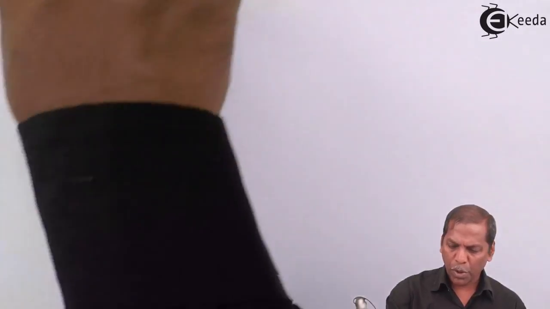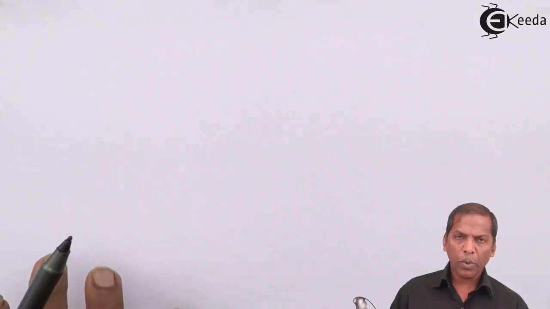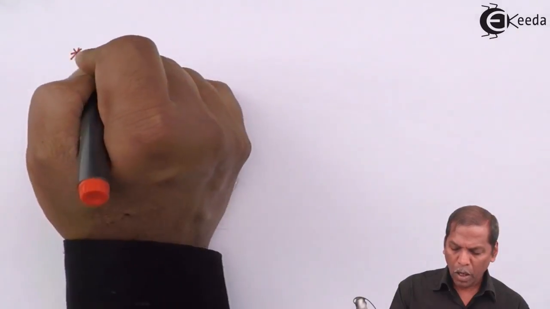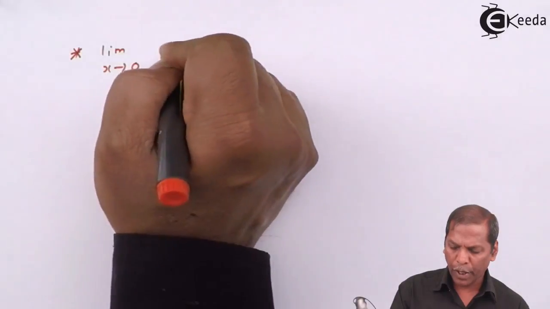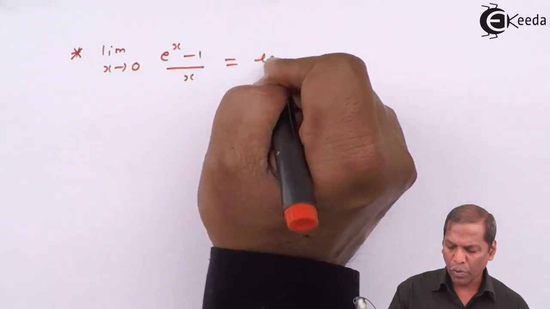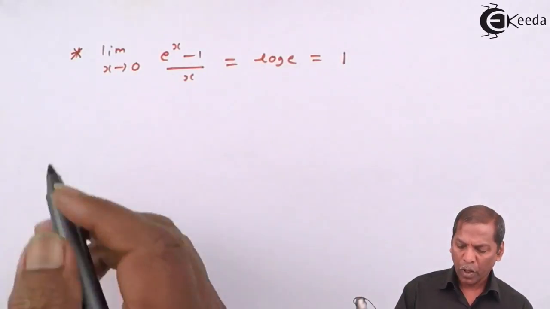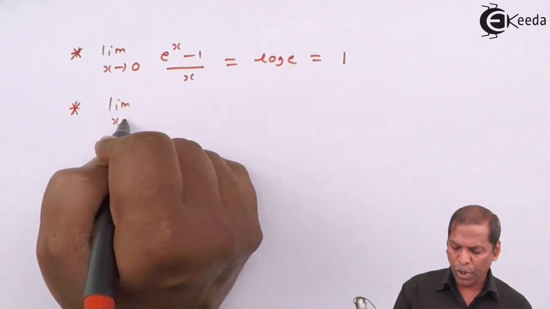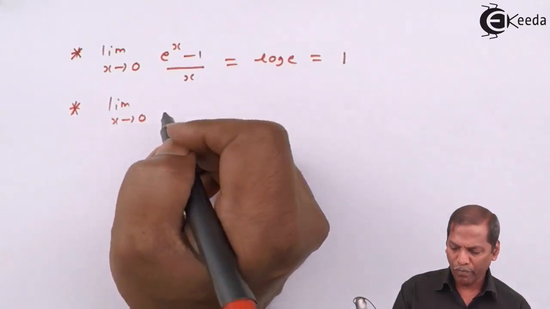Now here, to solve the limit problem, we have to use two rules of limits. Number one is limit x tends to 0 (e raised x minus 1) upon x, that equals log of e, and that equals 1. And secondly, limit x tends to 0 sine of x upon x is equal to 1.